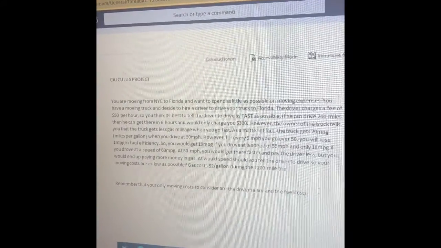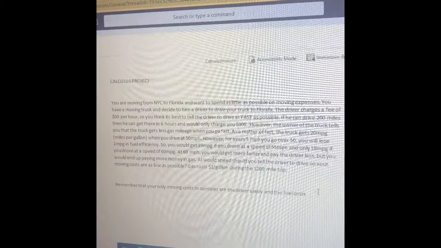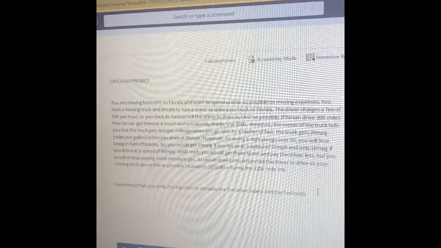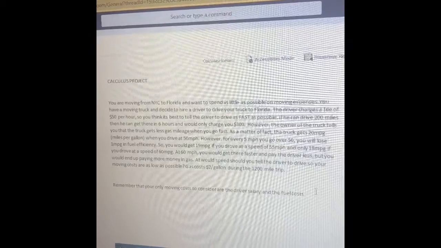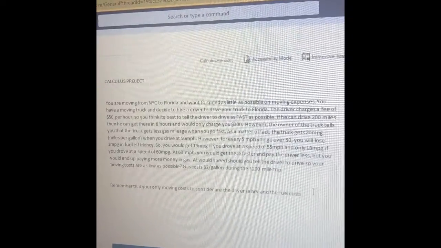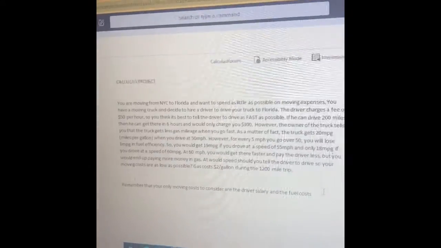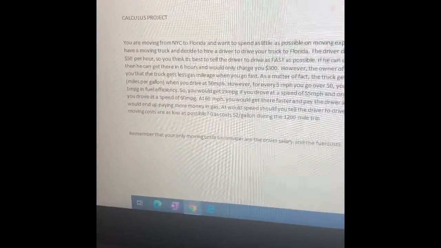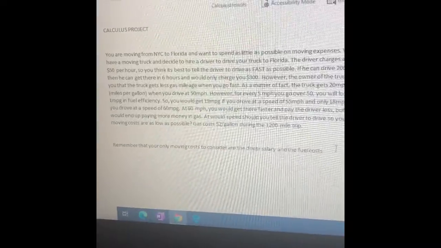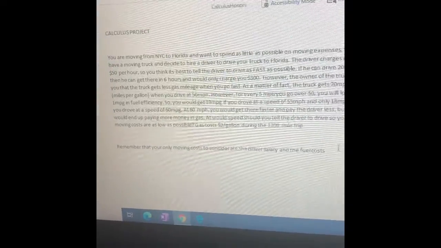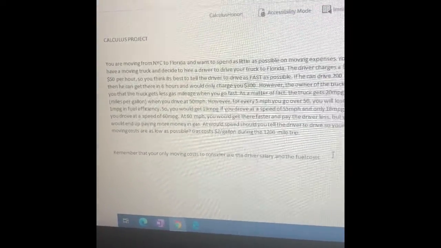At which speed should you tell the driver to drive so your moving costs are as low as possible? Gas cost is $2 per gallon during the 220-mile trip. So let's read the question. At what speed should you tell the driver to drive so your moving costs are as low as possible?